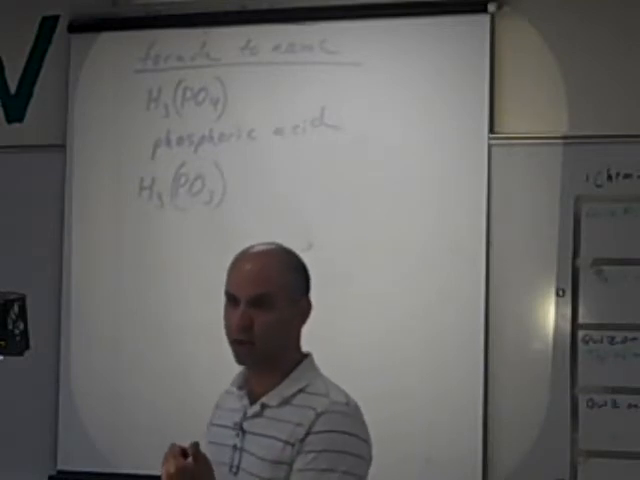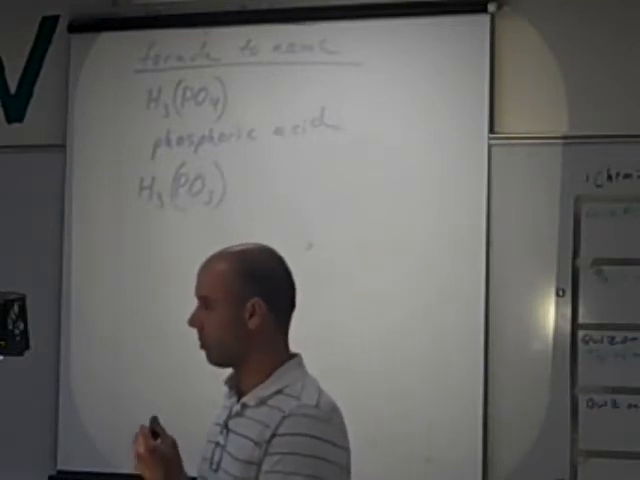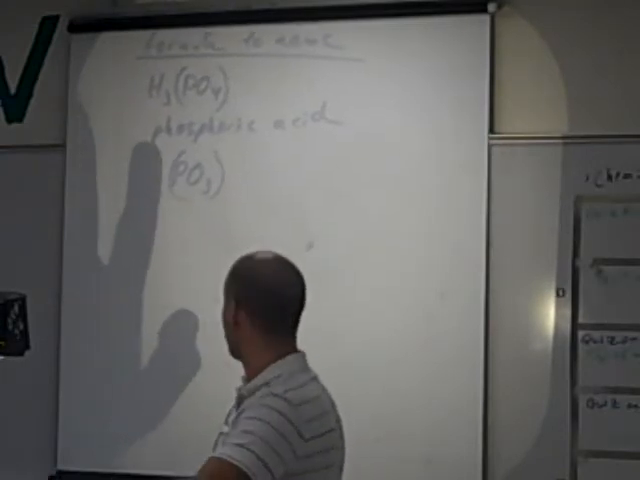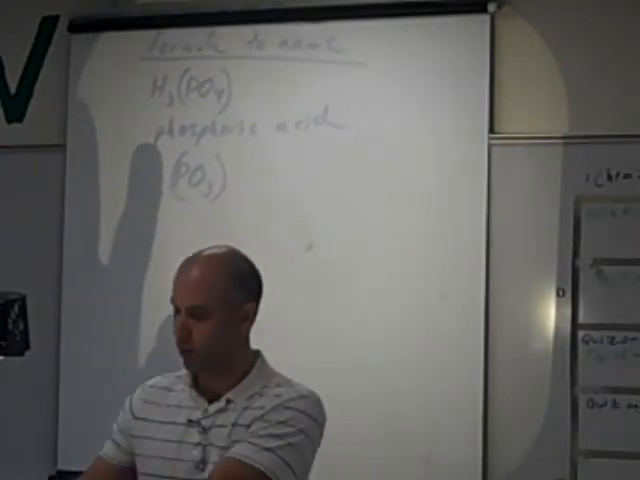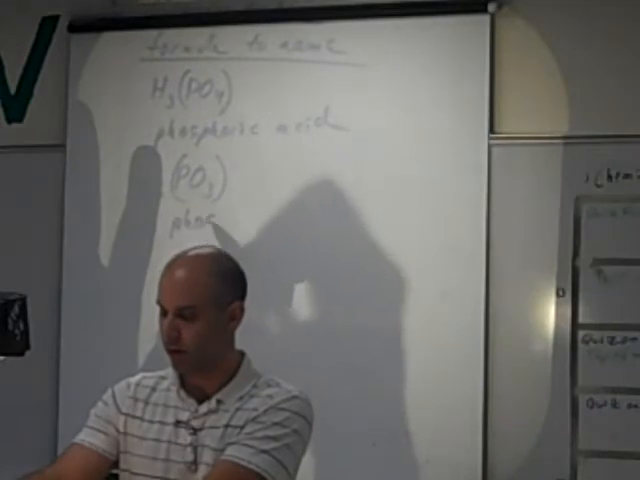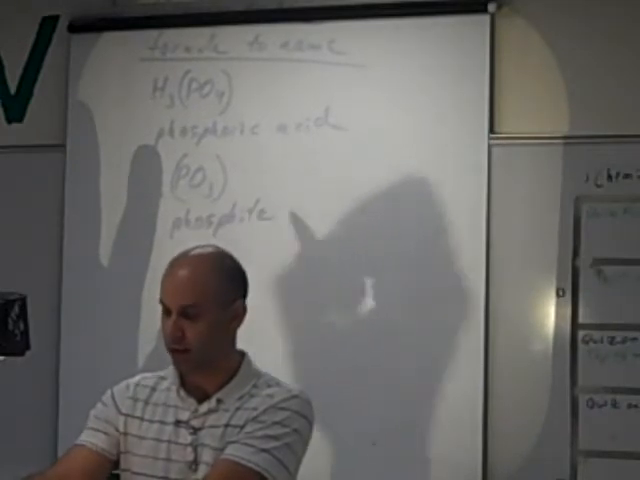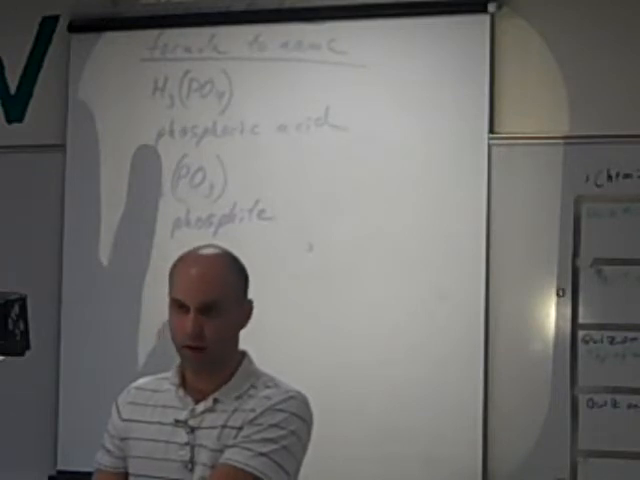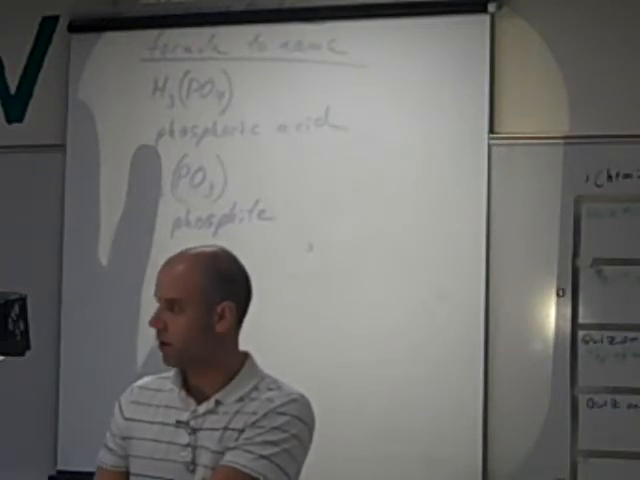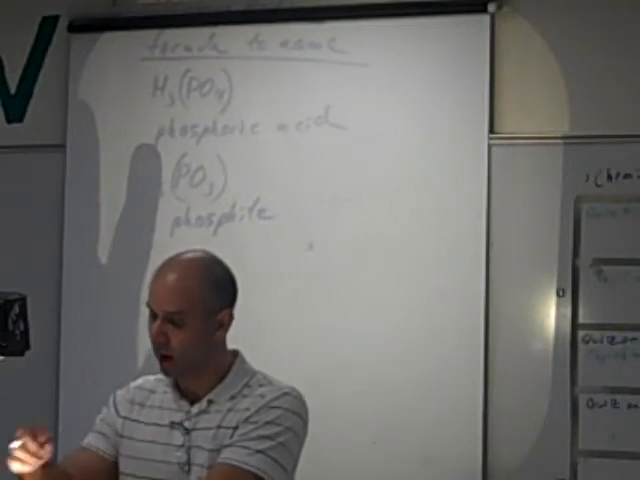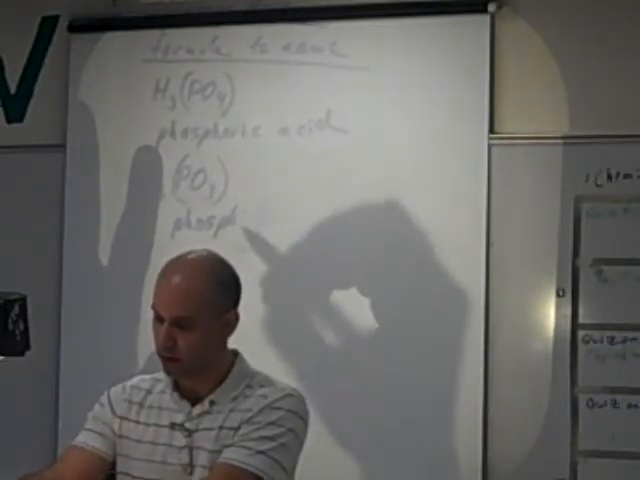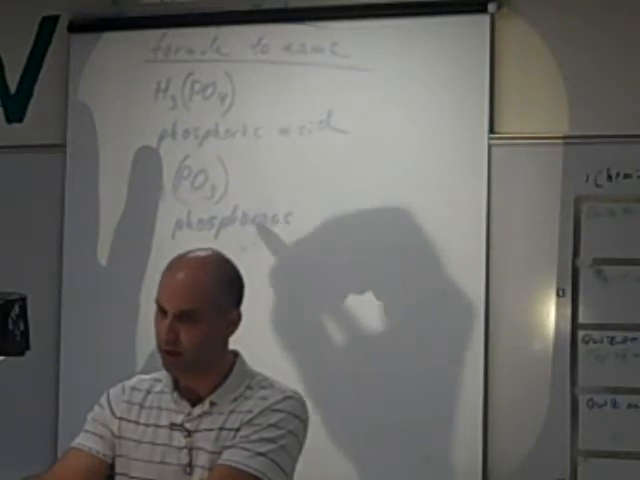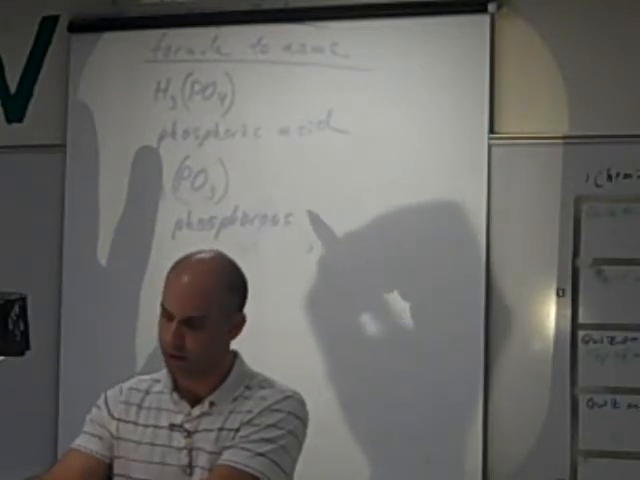Does it start with an H? Yeah. How many capital letters? 3. Don't worry about naming the H, just name the PO3. What's PO3? Phosphite. If it ends in ite, change it to ous. So it becomes phosphorous acid.